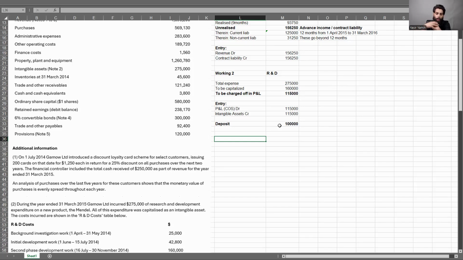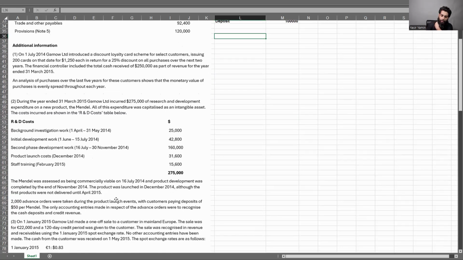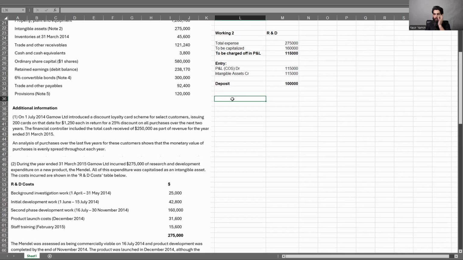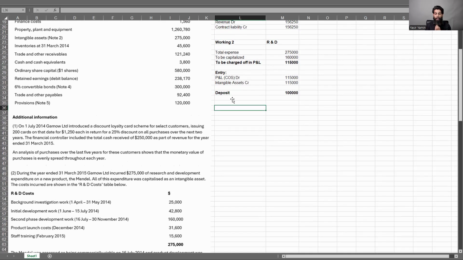So that being said, we were discussing the fact that $100,000 we have received as advanced booking deposit for Mendel, the new product. Your financial accountant, what he has done is he has debited cash and credited revenue. Is that the correct thing to do? You guys tell me. He recognized revenue of the entire cash that he received.